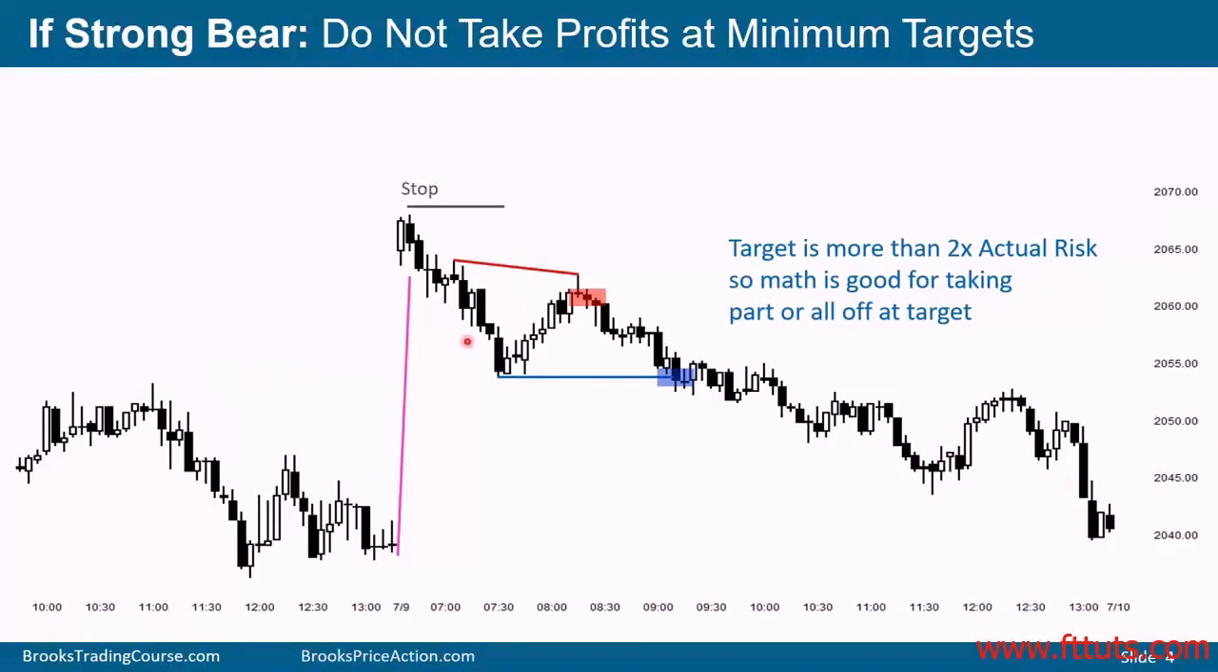As I said, the actual risk was tiny. It's from your entry price, 1 tick below this bar, to 1 tick above that bar. That's all you had to risk to take this trade. You did not know that when you put the trade on, but once the trade starts to go your way, you do know that your actual risk was very, very small.